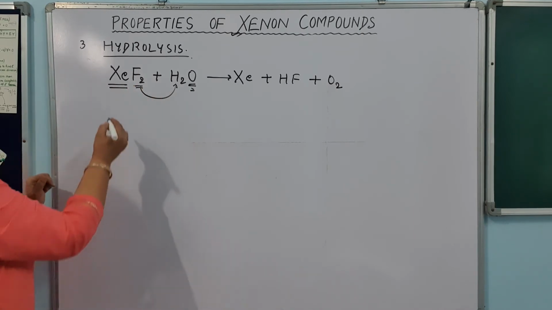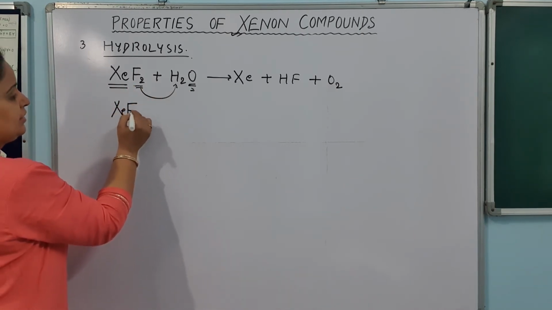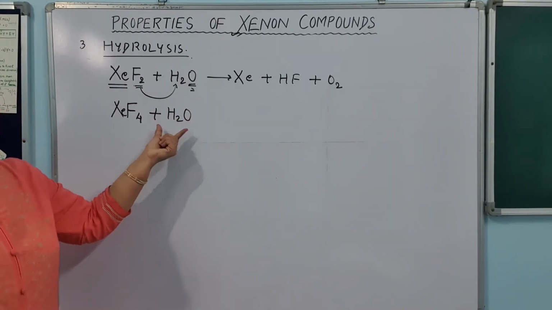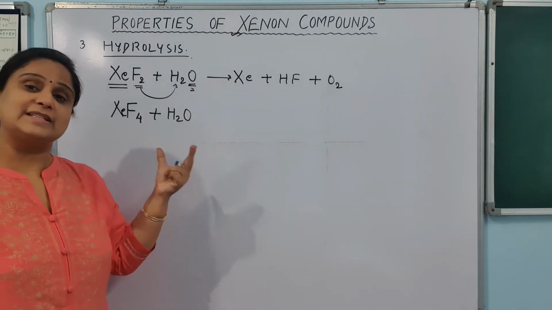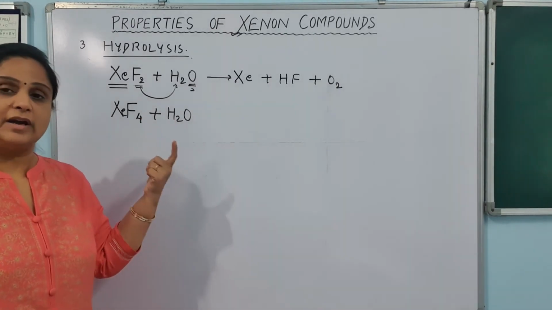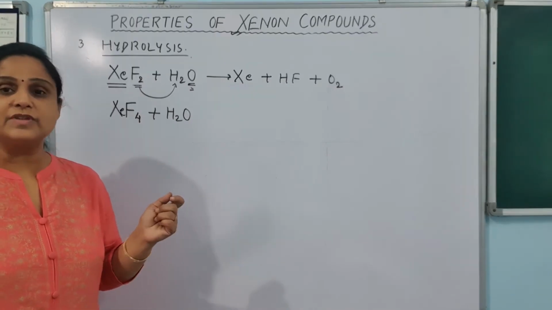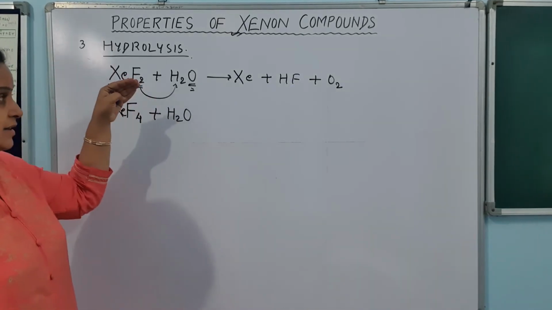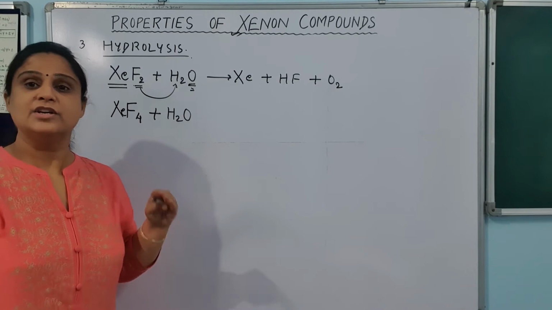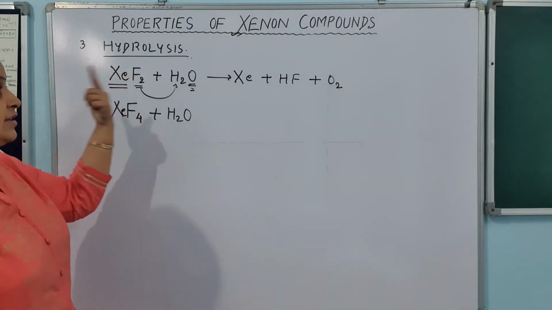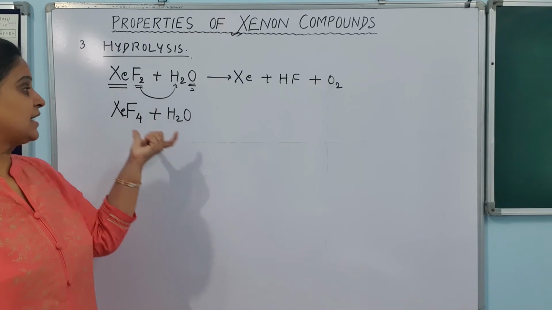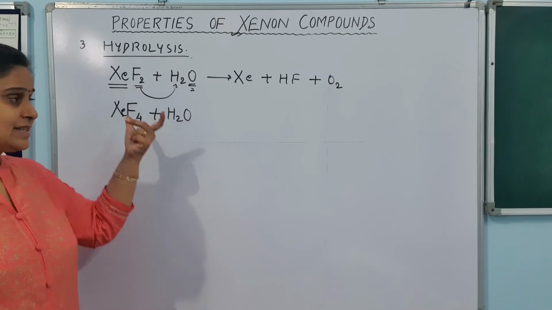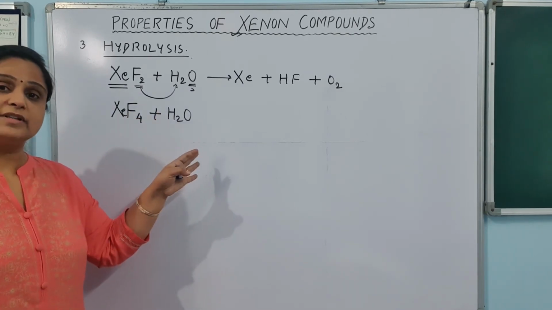Okay, next reaction is xenon tetrafluoride. So let's see what happens when xenon tetrafluoride is hydrolyzed. I would like you to write down the reaction in the same way as I am writing it on the board. The reason is that most of the time students forget which reaction gives what products. That is why I am suggesting you write down the things in sequence so that you will remember what the products were in the breakdown of XeF2, what the products were in the breakdown of XeF4, and so on.